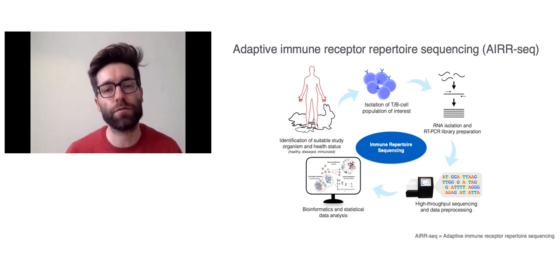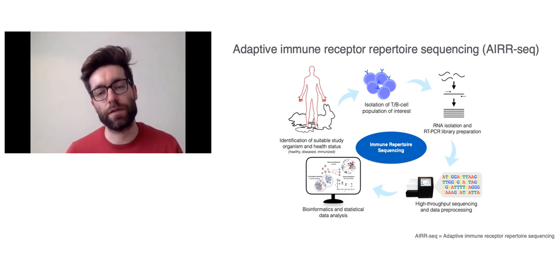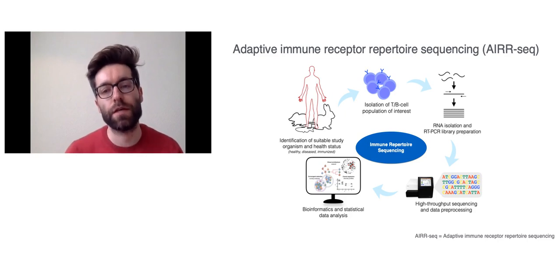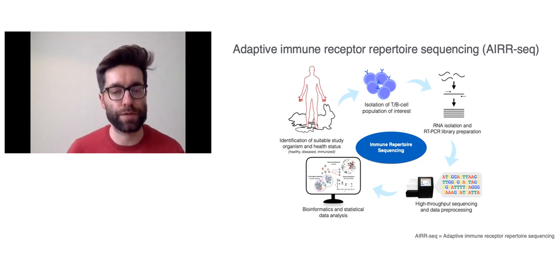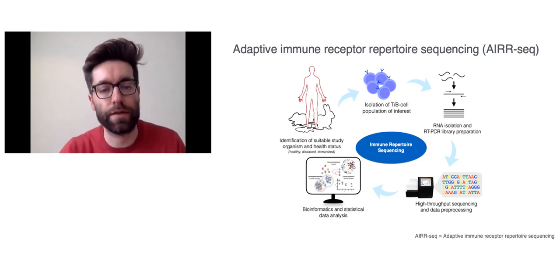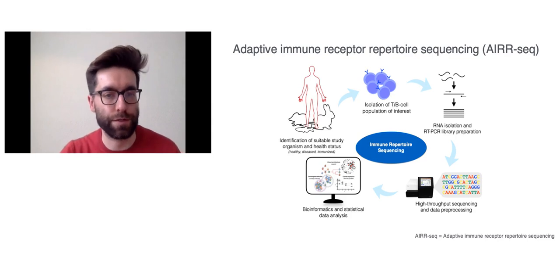Here you see the general workflow. You start from a model organism. You isolate your cells of interest, you perform library preparation, and then pre-processing, and then statistical analysis with regard to the research question that you have.